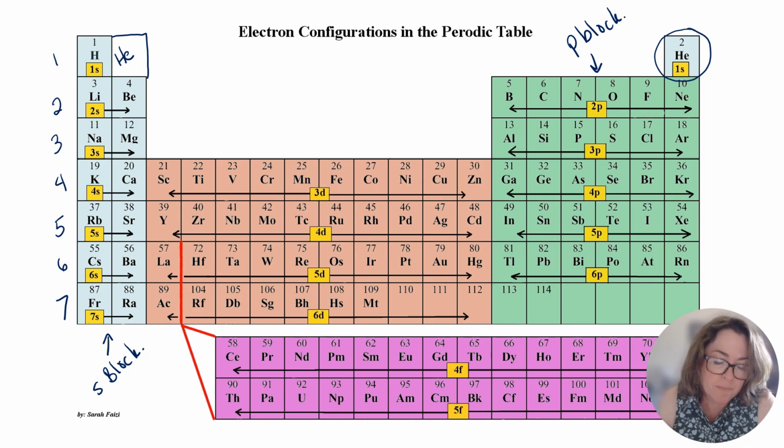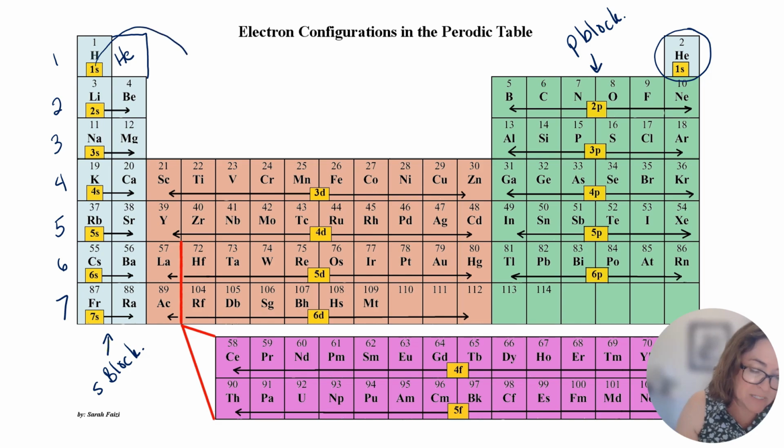Now, before I start talking about the D's and the F's, I want you to notice that for each energy level, for each period, and for each block, I have this labeled. So underneath hydrogen, I have that labeled as 1s. That's letting me know that the electron is in the first energy level and it's in an s orbital. It's in the s block.